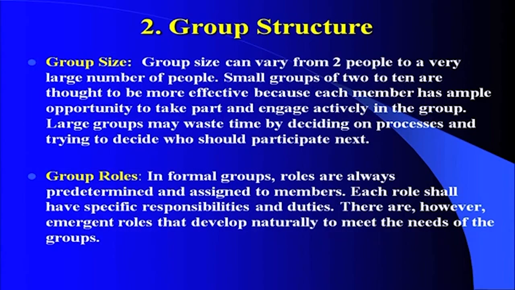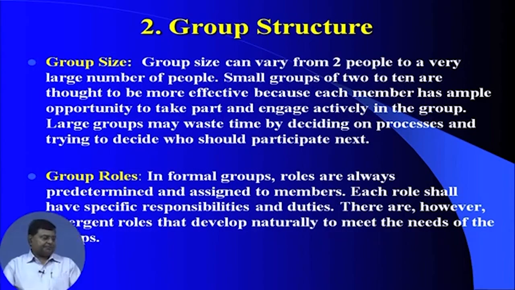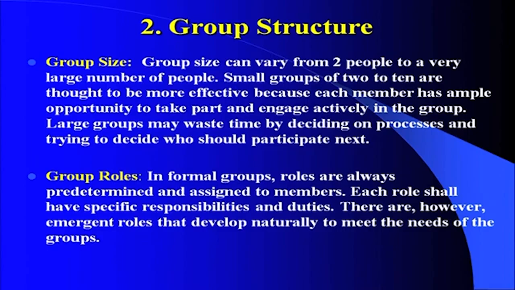Second one is group roles. In formal groups, roles are always predetermined and assigned to the members. Each member is given a certain kind of role to perform. Each role shall have specific responsibilities and duties. There are, however, emergent roles that develop naturally to meet the needs of the group. So depending on the nature, behavior, knowledge and experience of the people, if they are assigned the proper task to be performed, then definitely it is going to be very effective. So one has to take care that the right person is given the right kind of responsibility.